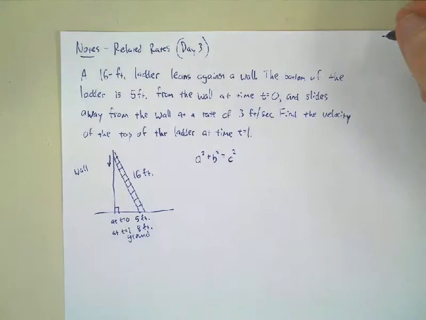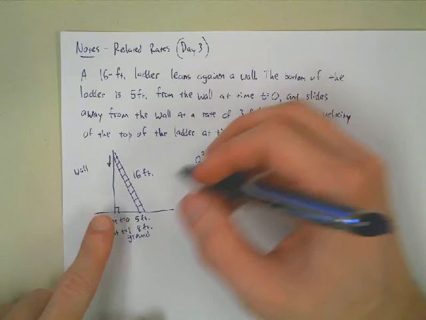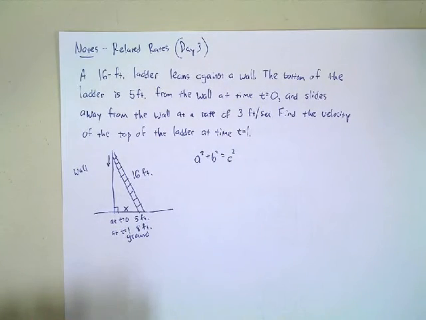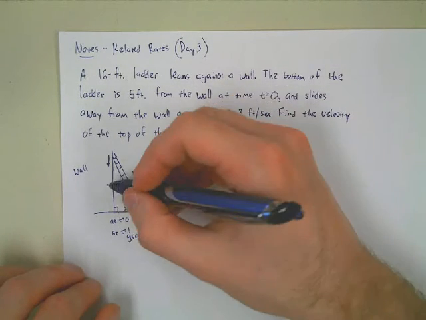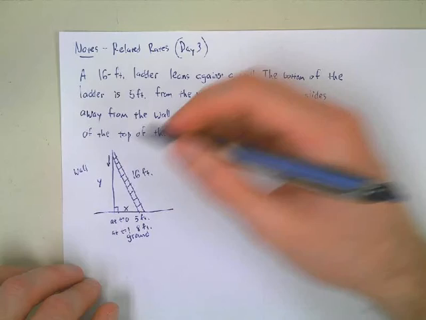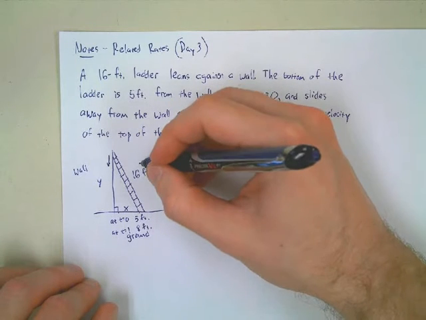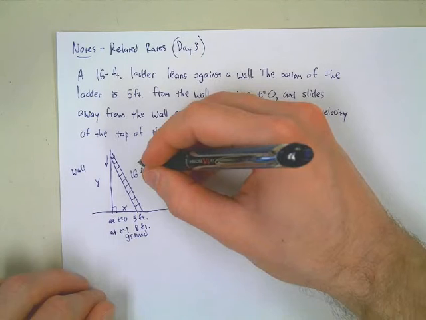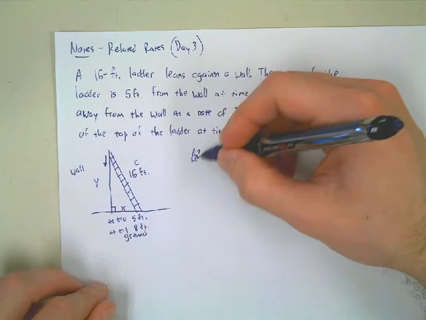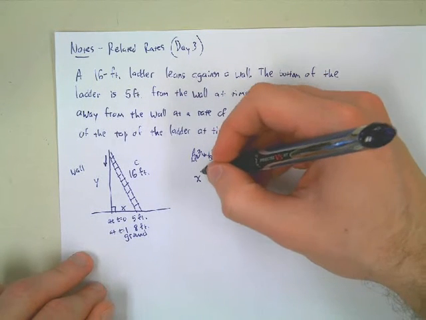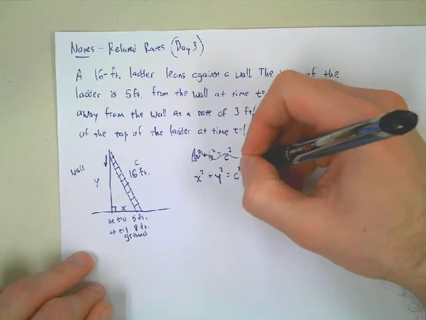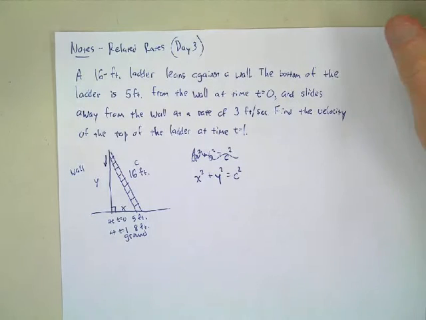Now, I don't want to use a, b, and c here. I'm going to change up the variables just slightly. For this horizontal distance, let's call that x, because if we talk about x, we're talking about horizontal stuff. And a vertical distance, let's call that y. And this diagonal here, I'm just going to stick with the c, just because. So rather than a squared plus b squared equals c squared, let's call it x squared plus y squared equals c squared.